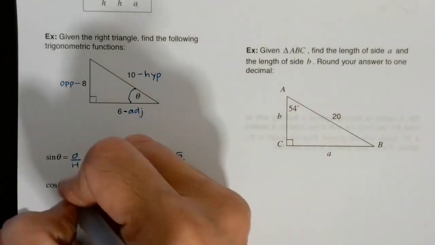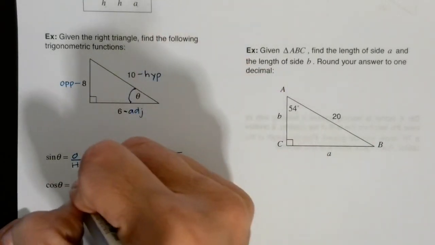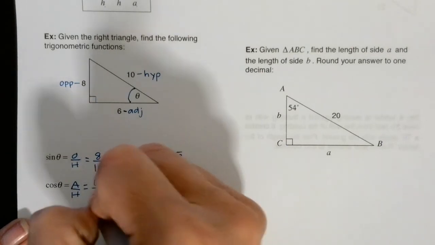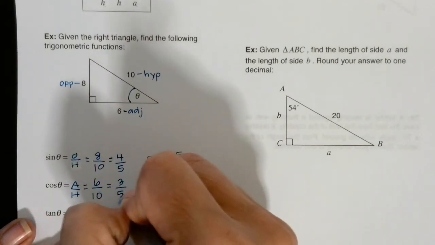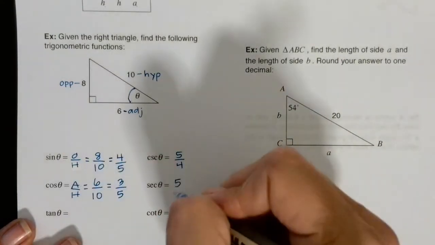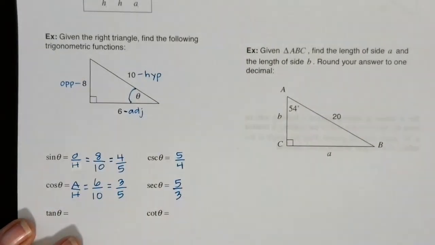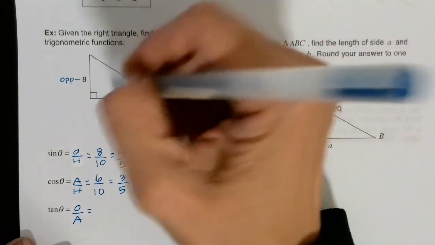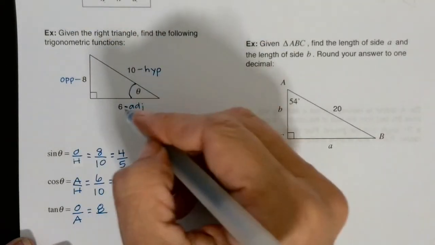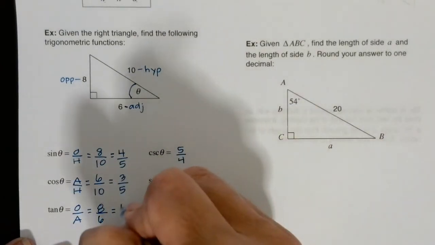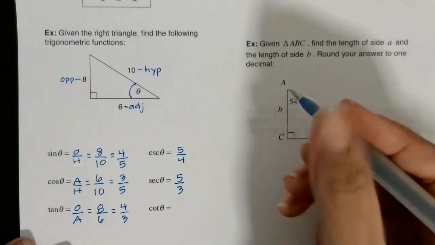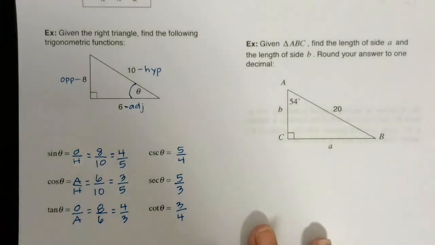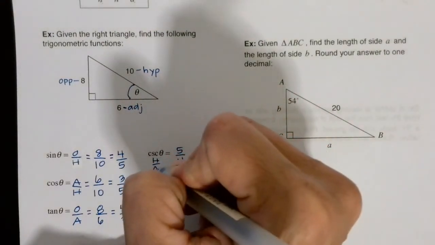Next one is cosine of theta. Cosine, Chief Sohcahtoa is telling us Sohca, so that's adjacent over hypotenuse. Adjacent to theta is 6 and the hypotenuse is 10, and when we reduce that, we get 3 over 5. Sweet. Then the reciprocal, cosine and secant are reciprocals, that's 5 over 3. The last one is tangent, which is opposite over adjacent. Opposite is 8, over adjacent, which is 6. When we reduce that, we get 4 over 3. The reciprocal of tangent is cotangent, and it's going to have a value of 3/4.